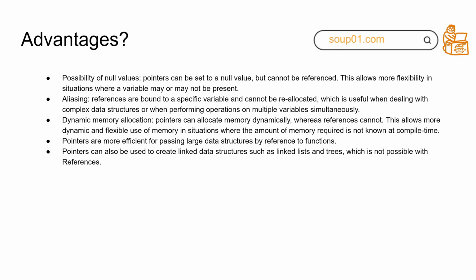And there's a very big point called dynamic memory allocation. Pointers can be used to rearrange the memory dynamically, but references cannot. It allows more dynamic and flexible use of memory in situations where, even when you compile, you don't know how much memory you need to use. And pointers are more efficient at passing large data structures than references.